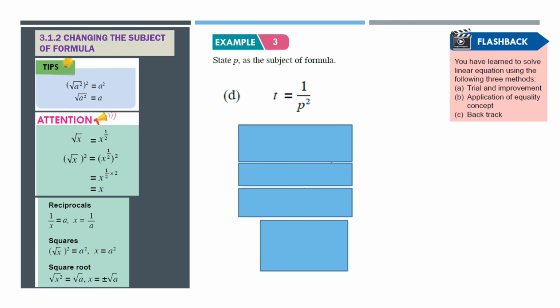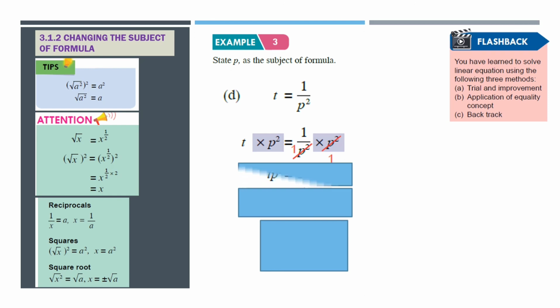Okay, let's look at D. T equal 1 over P squared. Okay, how can we make P here as the subject? We need to do the application of equality concept. First, we need to multiply T multiplied by P squared equal 1 over P squared multiplied by P squared. Then we eliminate this P squared here. So it becomes TP squared equal 1.